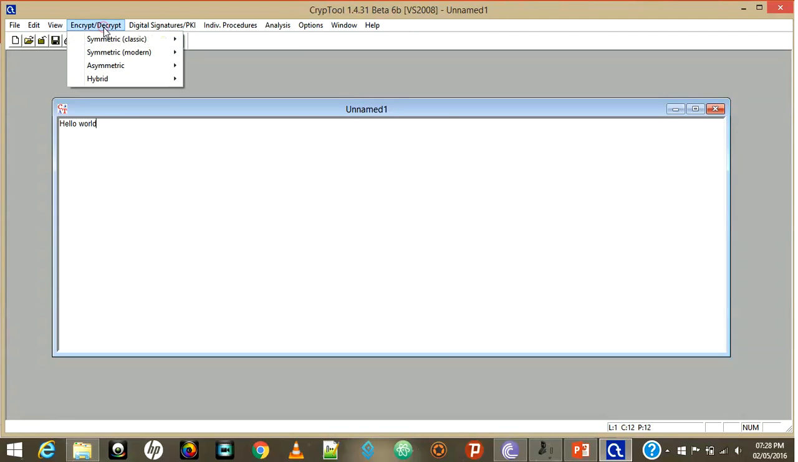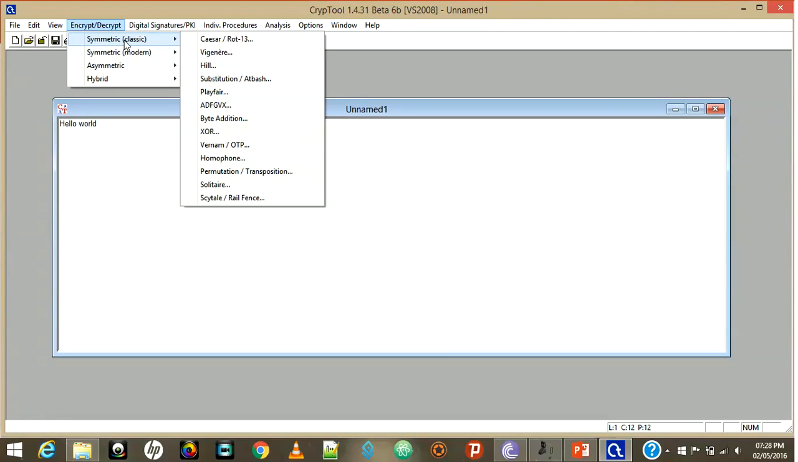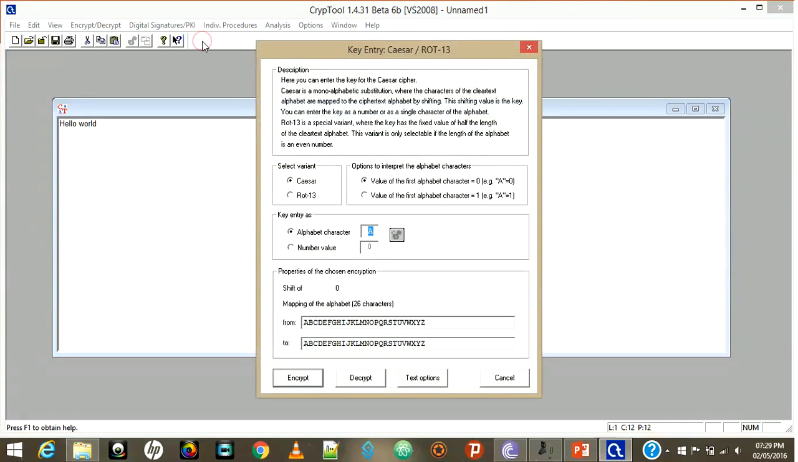Hello world encryption using Caesar. That is under the symmetric class. Under classic we have Caesar. After clicking this you will get this. Then the alphabetic character is A, starting from A. Then we give what you want to change.